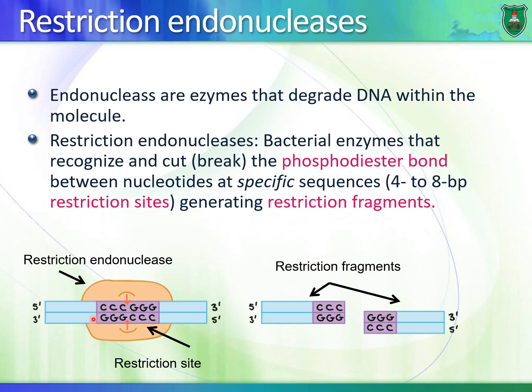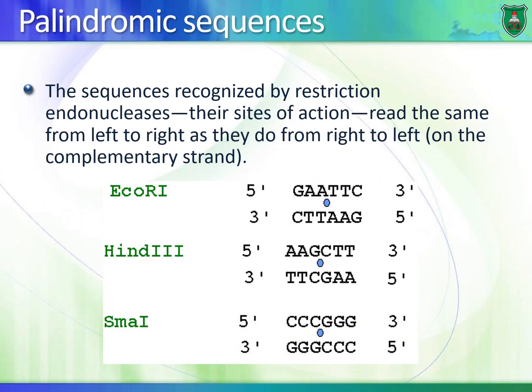So right here you have a DNA and a restriction nuclease that recognizes a restriction site, CCCGGG specifically, and this enzyme would then cut the DNA within the restriction site, resulting in the formation of restriction fragments. So what they do is cut phosphodiester bonds. Notice something: these sequences can be read from 5' to 3' on both strands, the same exact thing.